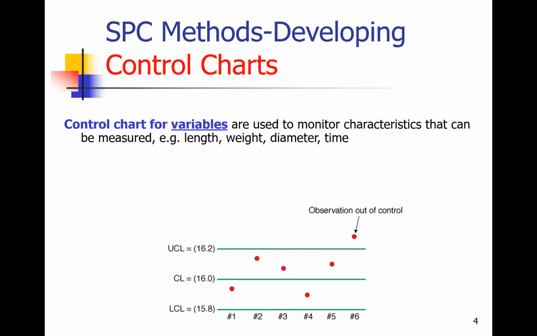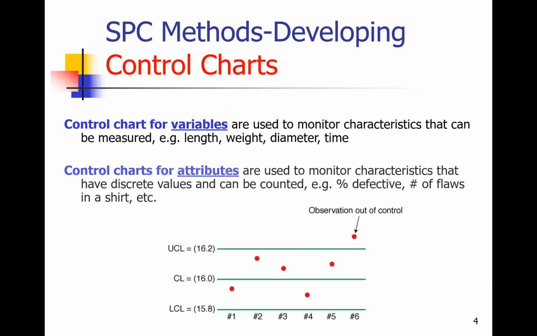So control charts are for two types of issues. One is control charts for variables and another is control charts for attributes. Control charts for variables are used to monitor characteristics that can be measured. That means your age can be measured, isn't it? Your height can be measured. Length, weight, diameter, time. These are the variables. You can use a separate formula for control charts for variables.